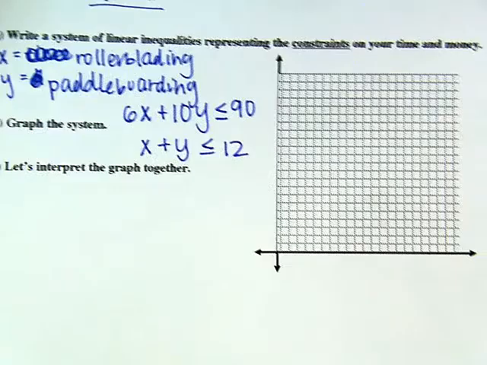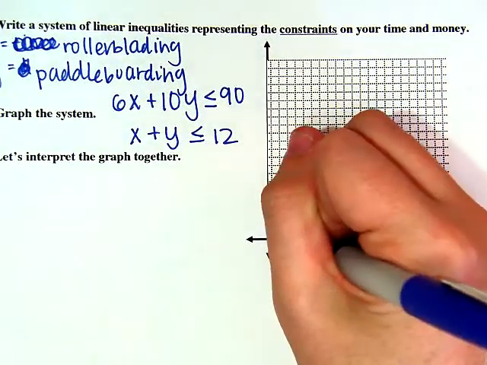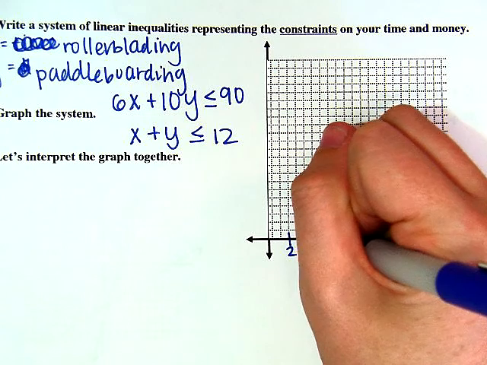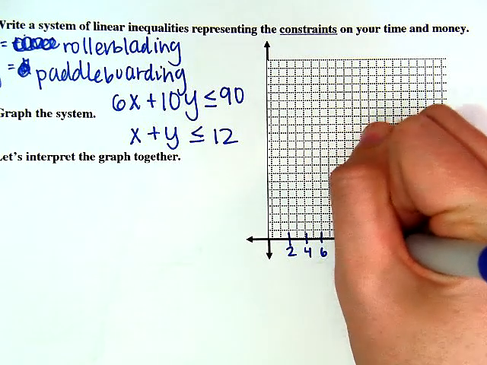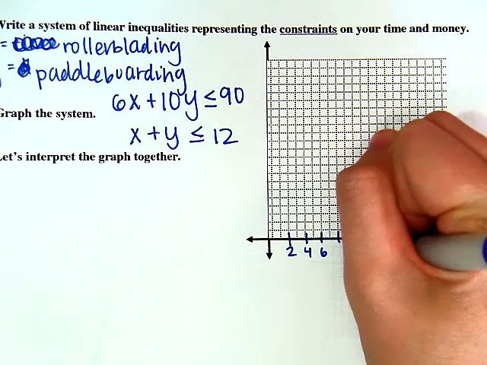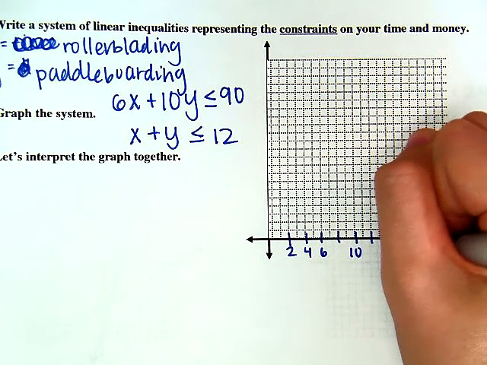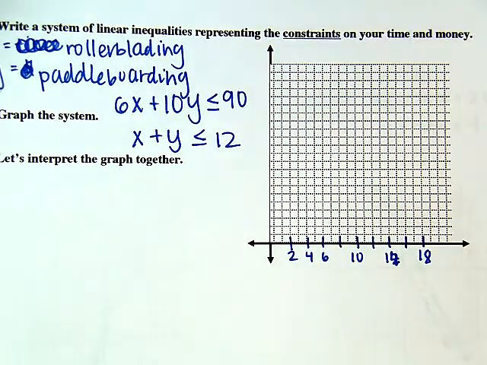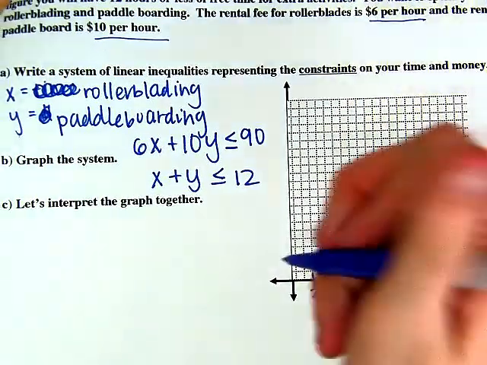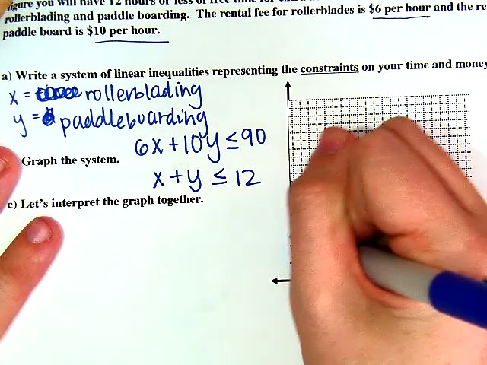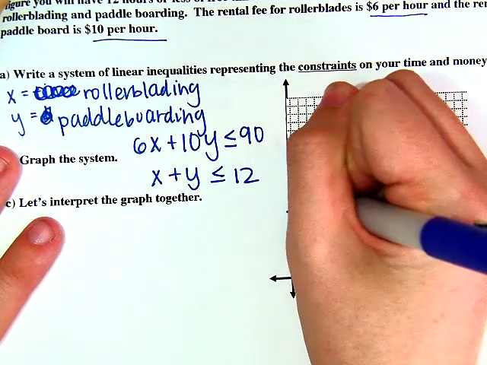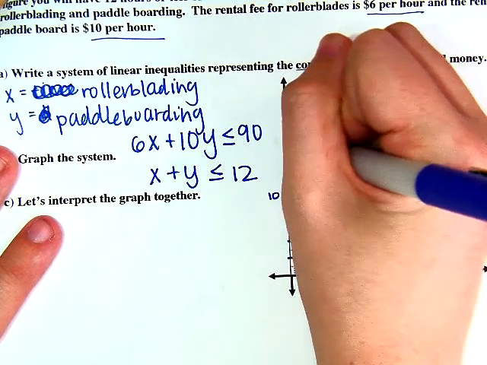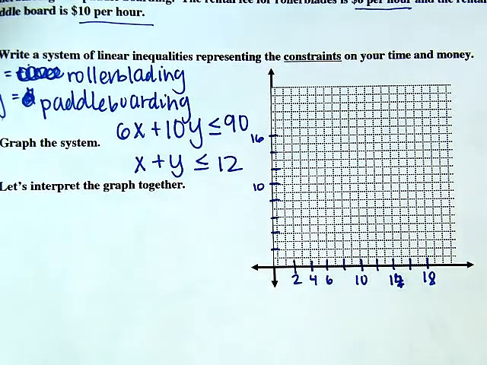So that when I graph this, I'm going to go by 2's here. So we'll start 2, 4, 6, 8, 10, 12, 14, 16, 18. Okay, that's good. And the same thing up here, we got 2, 4, 6, 8, 10, 12, 14, 16. That'll be good for now.